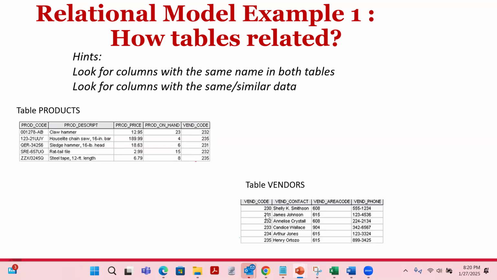Vendor code in the vendor table, for example, has values like 230, 231. And let's look at the vendor code in the product table. It looks like it's pretty much the same data. Okay. So most likely, that's how the tables will be related together, based on vendor code. And if you look at the vendor table, vendor code is going to be a primary key in the vendor table, and in the product table it is going to be a foreign key.